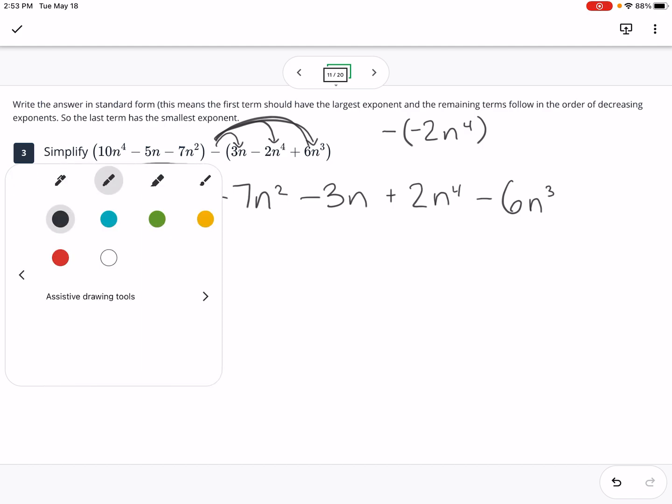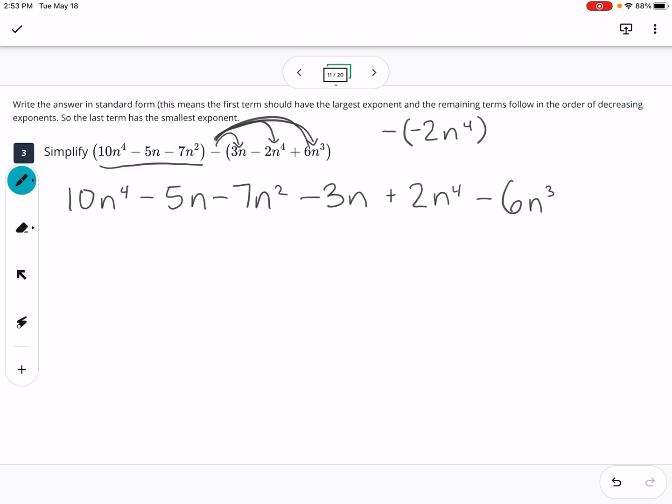I'm now going to combine like terms. I notice there's a 10n to the fourth right here and a 2n to the fourth right here. So 10 plus 2, that's 12n to the fourth. And notice I'm underlining as I go so I don't miss anything. So here's negative 5n. I'm looking for another. Notice like terms have the same variable and exponent. On this one and this one, I had n to the fourth, so those were like terms. So now I'm looking for another term with just an n, and it's right here. So negative 5 and negative 3, that's a total of negative 8n.